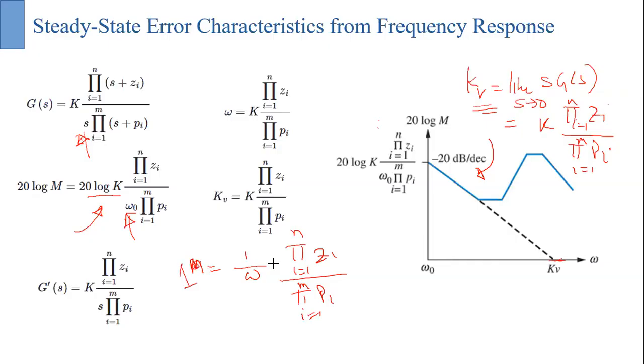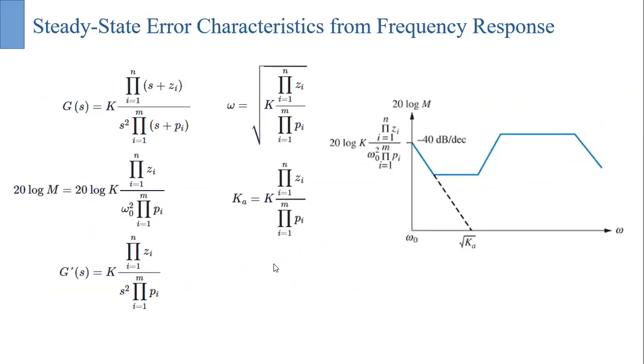So if the magnitude is 1, then this omega goes to the other side. So omega is becoming actually this parameter. Okay. So sorry, the K was also there. So this is nothing but our value of our kV. So what do we have to do? Whatever the initial minus 20 dB slope that we are going to find, that we have to extend up to 0 dB line. So whenever we have an intersection point, the omega of that intersection point is actually equal to our kV. So from the kV, we can find out the steady state error.